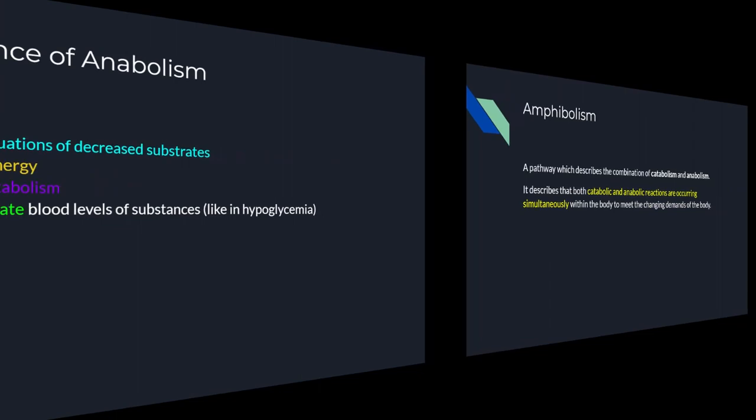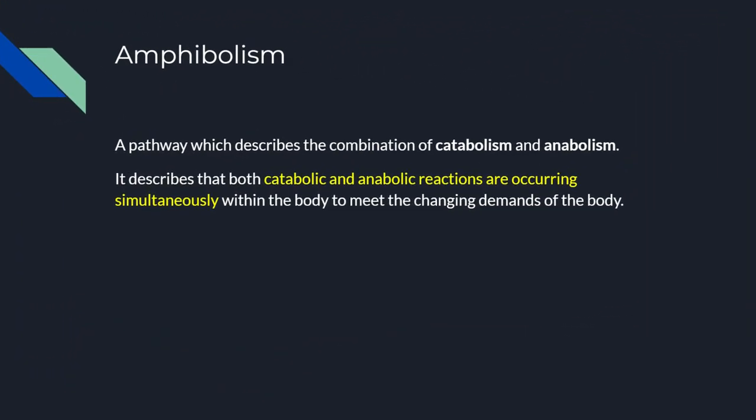Moving on to a small topic, that is amphibolism. Amphibolism refers to a metabolic pathway which combines both catabolic and anabolic pathways. It describes that both catabolic and anabolic reactions occurring within the body are simultaneous. That means they are both occurring at the same time, depending on the demands of the body as well as the demands of the cells. Suppose a cell needs something, it is going to demand a catabolic or anabolic reaction based on what it needs. If it needs energy, it is going to promote catabolic activity, and if it needs a substrate, then it's going to promote anabolic activity.